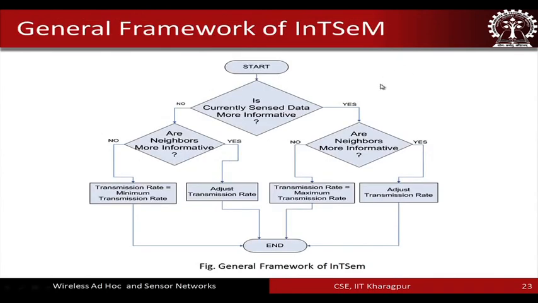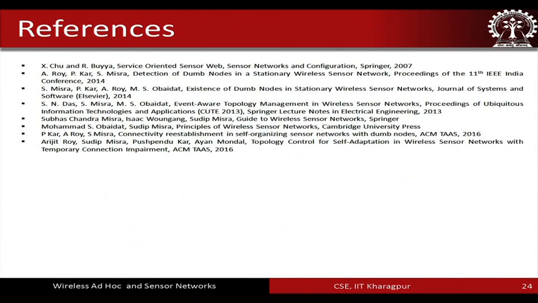For this we have proposed a particular framework called the INSEM framework, where we try to identify whether the currently sensed data is more informative compared to the data that was earlier received. If it is more informative, are there more neighbors, are the neighbors more informative, and so on. And if the currently sensed data is not more informative, then are the neighbors more informative, and so on. So this is the decision tree, the decision framework about how to execute this particular self management scheme. With this we come to an end.